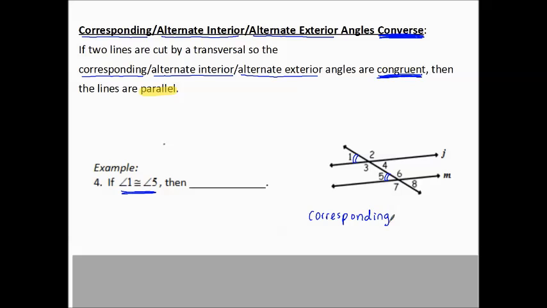Well, notice those angles are in the same positions, so they are corresponding angles. So according to the corresponding angles converse, since these angles are congruent, I can conclude that the lines must be parallel. Now, what are the lines called? J and M. So my conclusion is that J is parallel to M. See how that's done?